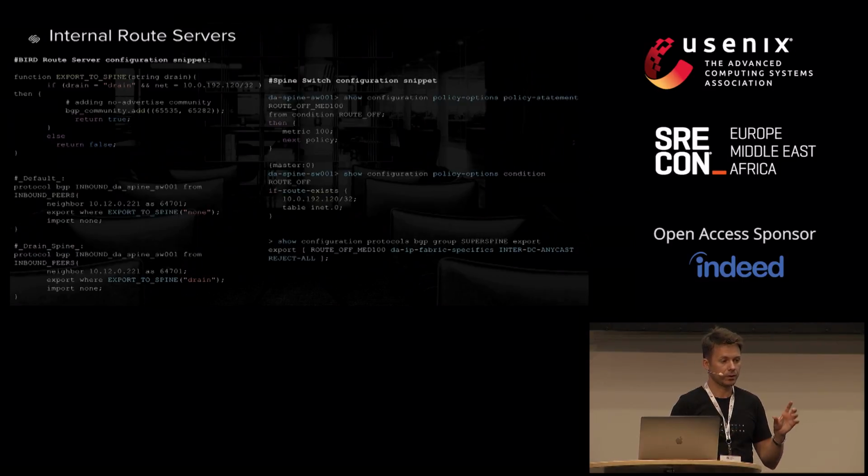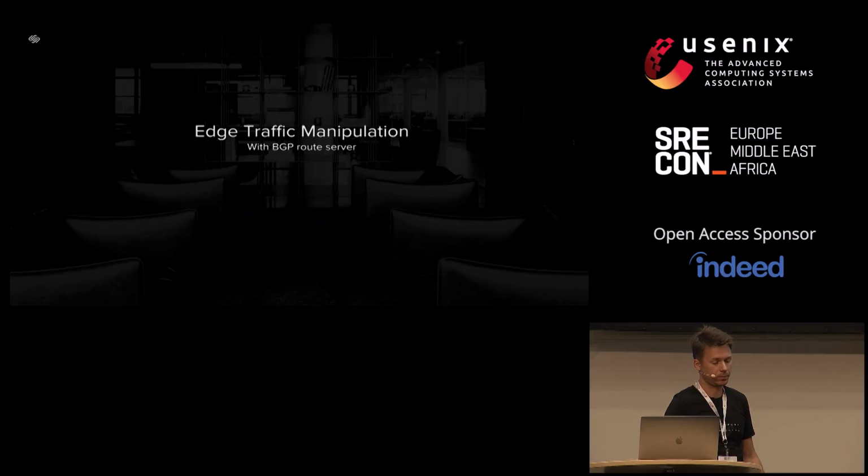So on this slide, on the left-hand side, there's a route server piece of configuration with the peering section to the spine switch, and there is a function export to spine. It's a very trivial function that has one argument. By default it's none and it doesn't announce anything. When it's drain, it will announce a dummy route to the spine switch, and the spine switch has a pre-configured trigger. When it sees that route, it will increase the metric of all the routes announced to all the neighbors, so all the neighbors will basically choose another spine to route off this spine. This is an example of how we use route server for traffic manipulation.